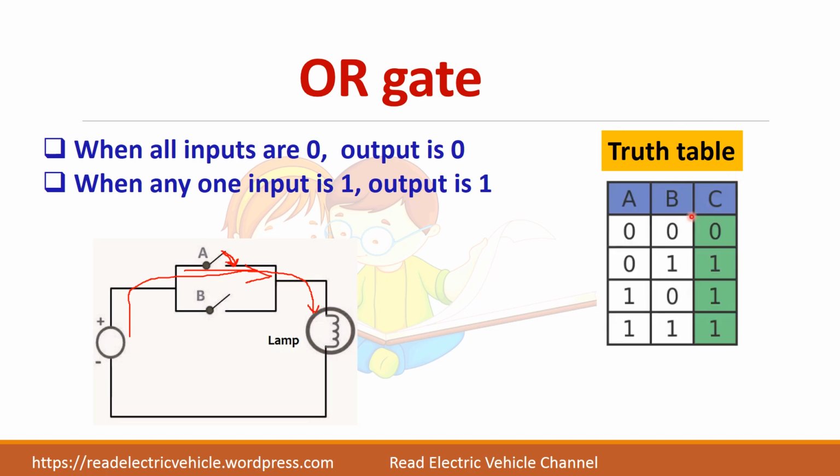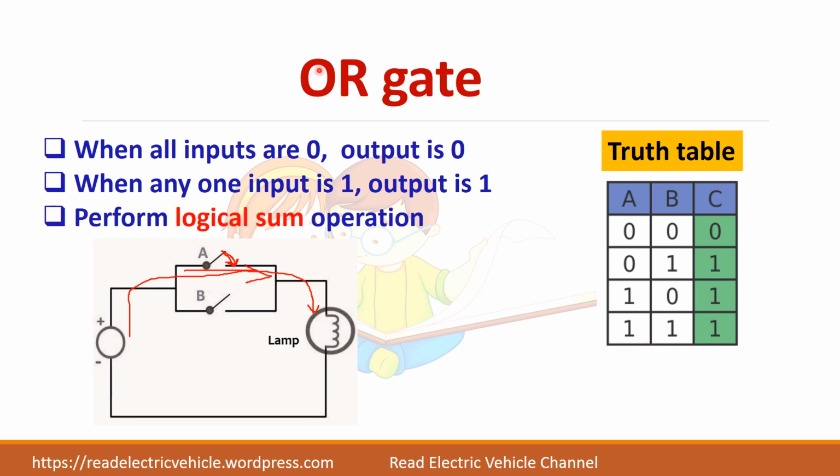So, if you see the truth table, A and B are the input and C is the output for different combinations of the input. That is, when both the switches are off, 0, 0, output is 0. If any other combination is there, if at least one switch is on, output is 1. Here A switch is 1, so output is 1. When both the switches are on, also you will get 1 as output. So, OR gate means if at least one is 1, output will be 1.